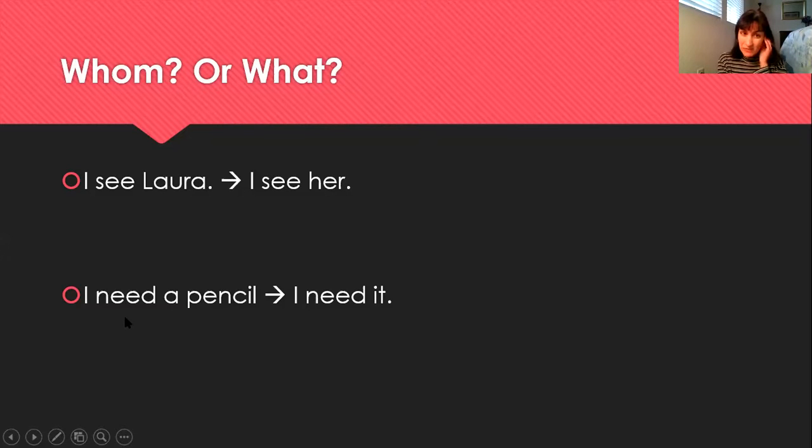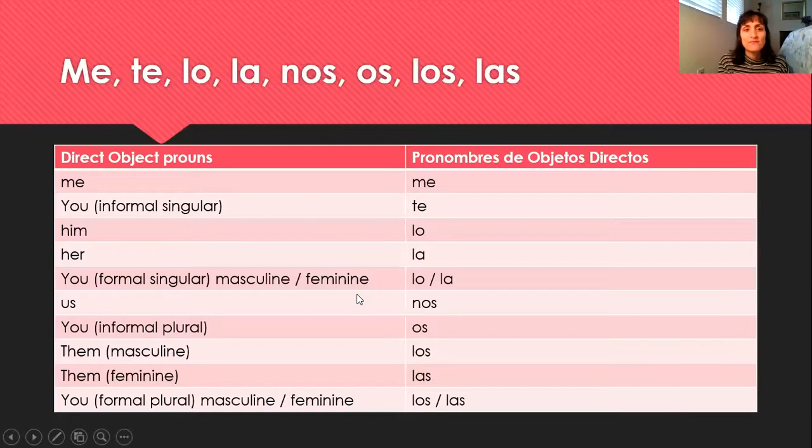I need a pencil. That answers the question, I need what? I need a pencil. Pencil is the direct object of the verb. And I could replace it with the pronoun it. I need it. So here are the direct object pronouns in Spanish. Repite, por favor. Me, te, lo, la, nos, os, los, las.